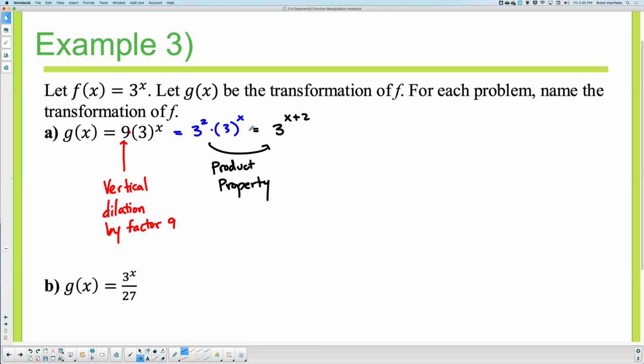That's the product property. Okay, now we're done. But let's rename this transformation. Comparing 3 to the power of x, the f of x equation, with the g of x equation in this form, 3 to the power of x plus 2. The x plus 2 is what's changed, the plus 2. Is that a horizontal or vertical transformation now?